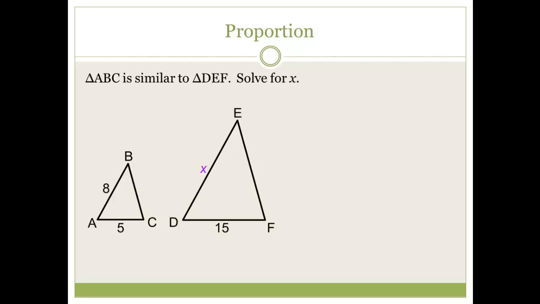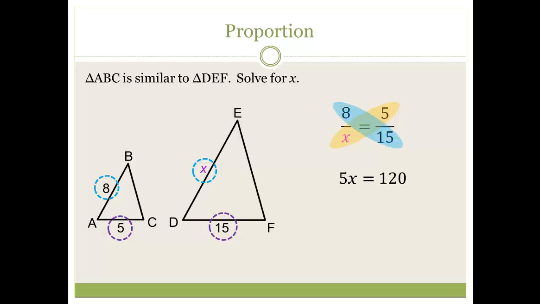If triangle ABC is similar to triangle DEF, solve for x. These two triangles are proportional. Therefore, we have 8/x equals 5/15. When we cross multiply, we get 5x equals 120. We then divide both sides by 5. The 5 cancels out, and 120 divided by 5 equals 24.